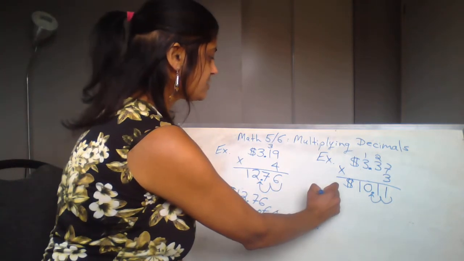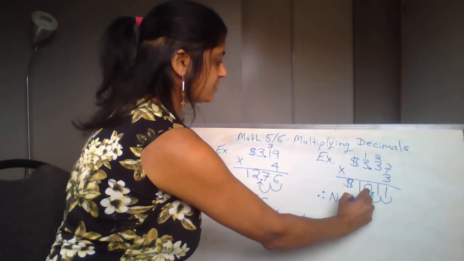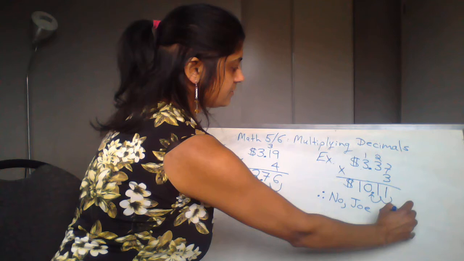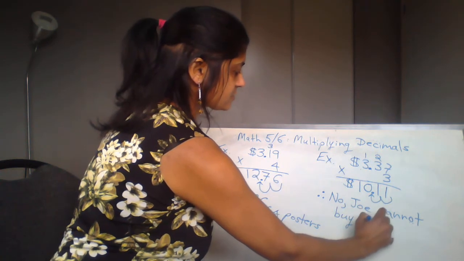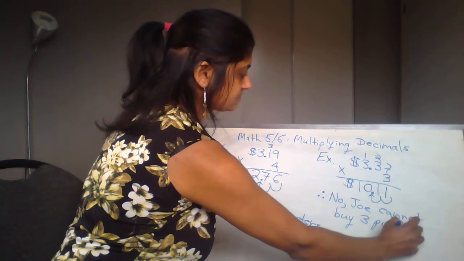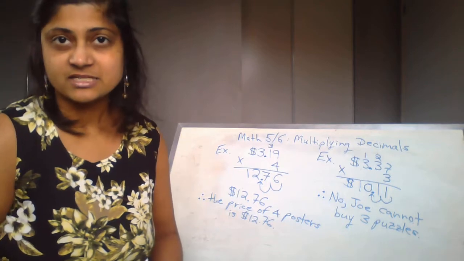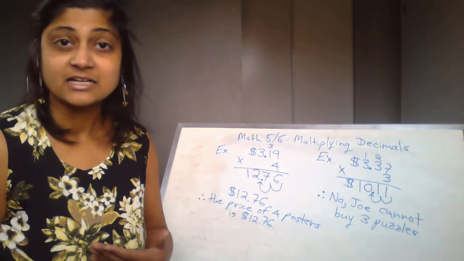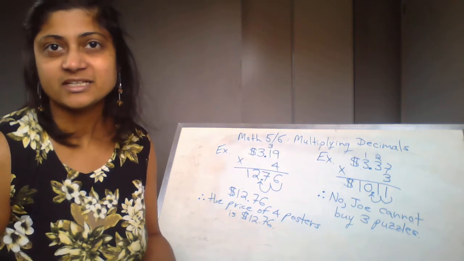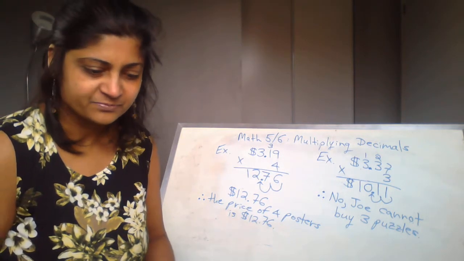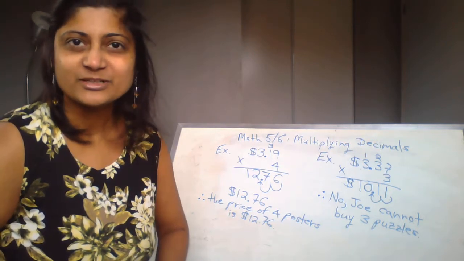So the answer is no. So we'll put no, therefore Joe cannot buy 3 puzzles. Even if it's just 11 cents more, he doesn't have 11 cents. It looks like he only has $10. So maybe he can just buy 2 puzzles and then he can get some change back for that. All right. So let's try one more question with that. Okay, so that looks good.